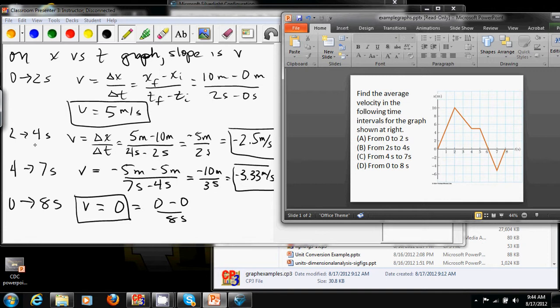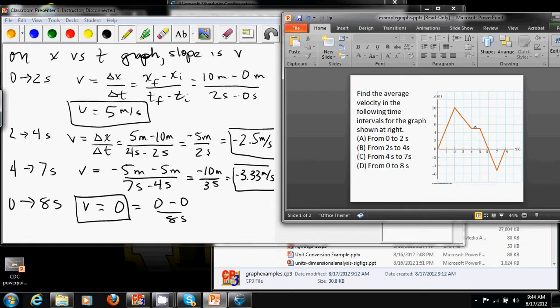And now you're finding the average velocity between 2 and 4. And here, you're going from 10 meters to 5 meters. So your final position is 5 meters, 5 meters minus 10 meters, your initial position. And then your final time is 4 seconds minus 2 seconds. So that gives you minus 5 meters over 2 seconds for negative 2.5 meters per second, your average velocity between 2 and 4 seconds.